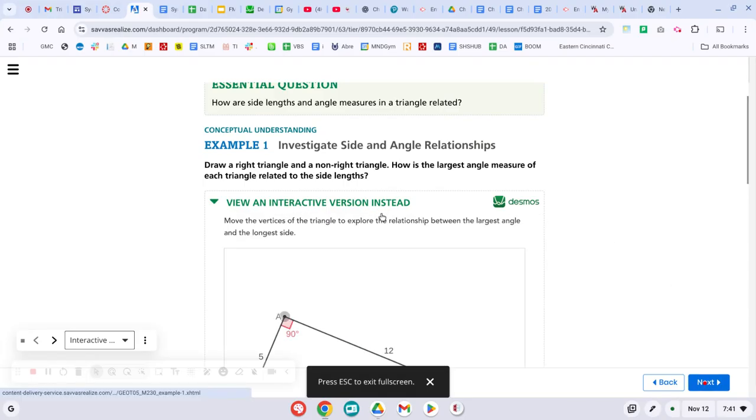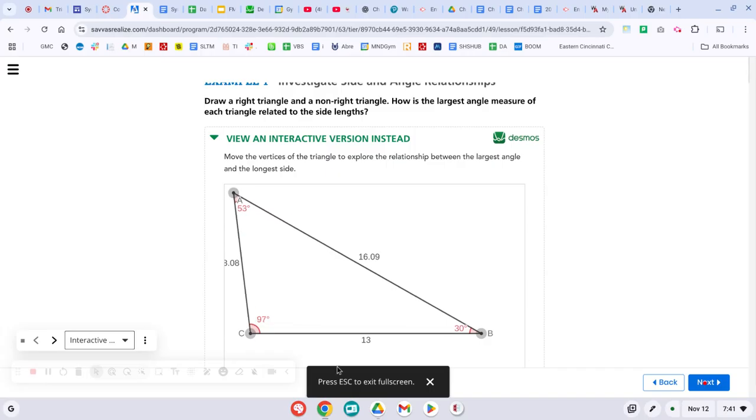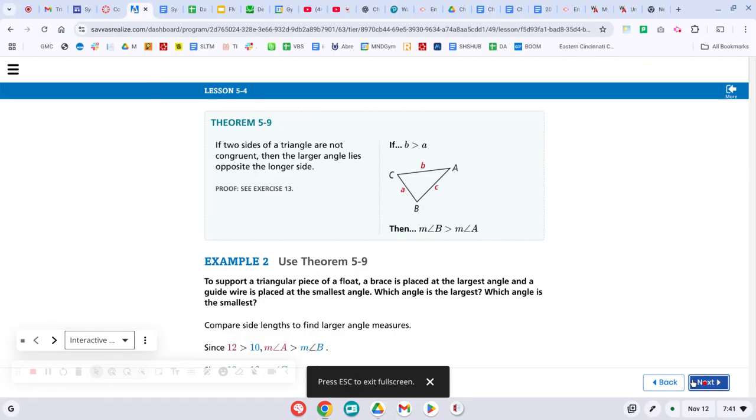What you can do with this interactive is play around. Let's have some fun. Look. Oh, man, I could do this for days and just see what's happening. But look, now this is the longest side because this is the biggest angle. But now this is the longest side because this is the biggest angle. Interactive. Who needs straws?